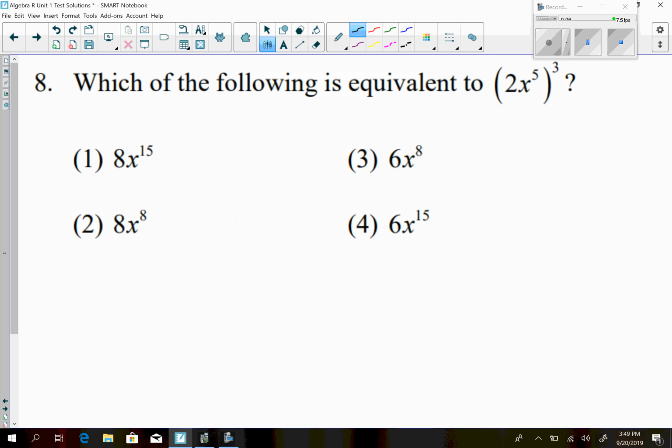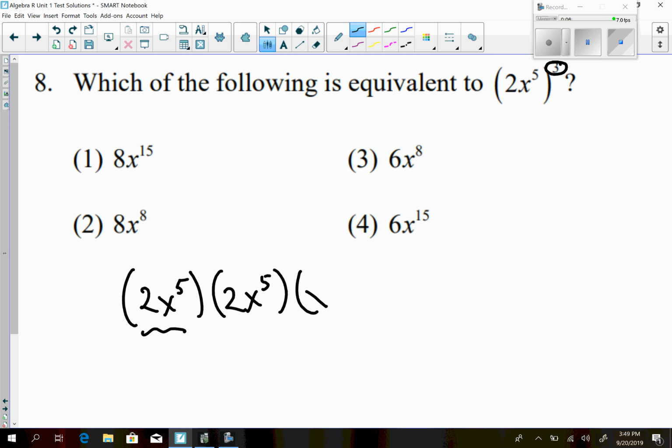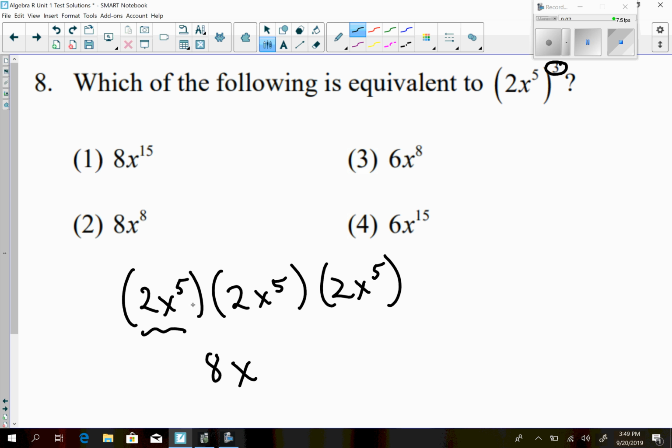Which of the following is equivalent to (2x to the 5th) to the third? To the third means I'm going to write this next to itself 3 times. 2x to the 5th times 2x to the 5th times 2x to the 5th. 2 times 2 times 2 is 8, because 2 times 2 is 4, 4 times 2 is 8. For the exponents, we add the exponents. We keep the base. X is called the base. Same base. Add the exponents. 5 plus 5 is 10. 10 plus 5 is 15. 8x to the 15th is choice 1.